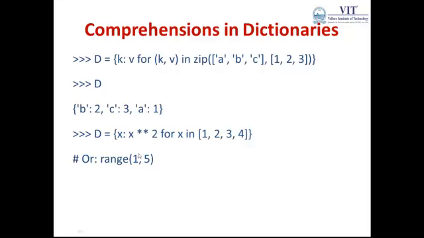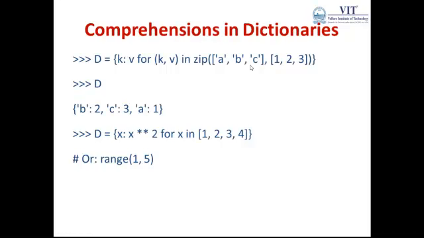Look at the first statement. I have created a dictionary where inside I have given K colon V. That's nothing but forming a key value pair through this for loop. Under the for loop, they use the counter K comma V, then the in keyword, and then a collection. My collection here is zip, which consists of two pairs of collections.